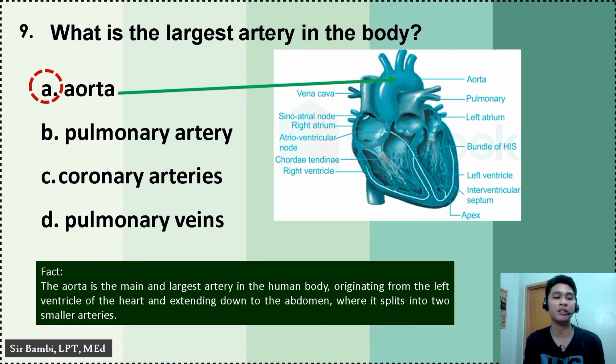The aorta. The aorta is the main and the largest artery in the human body, originating from the left ventricle of the heart and extending down to the abdomen, where it splits into two smaller arteries. The aorta distributes oxygenated blood to all parts of the body through the systemic circulation.